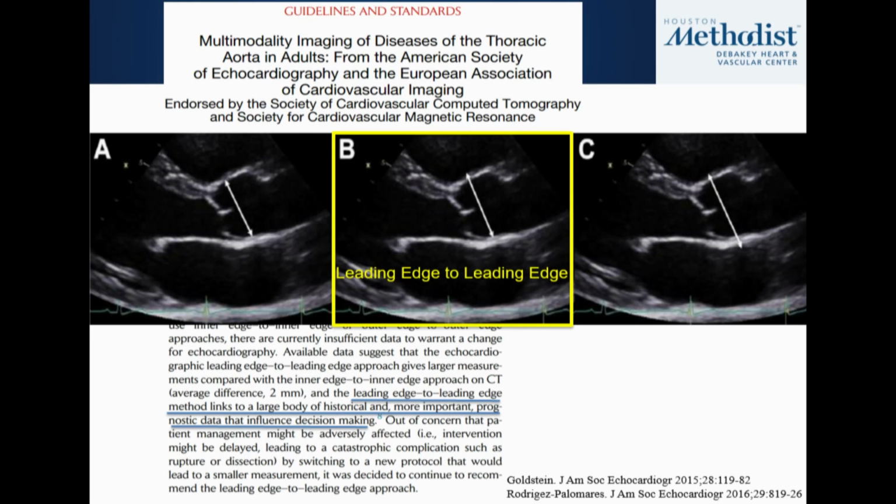And these guidelines went ahead, and Dr. Q will talk, I'm sure, about this, is that of the 3 different techniques to measure the aorta, whether it's inner edge to inner edge, outer edge to outer edge, or leading edge to leading edge, this guideline recommended the leading edge to leading edge technique for measurements, as seen in figure B, which is highlighted. And the reason was, and they clearly state, that this leading edge to leading edge method links to a large body of historical and, more important, prognostic data that influence decision making.